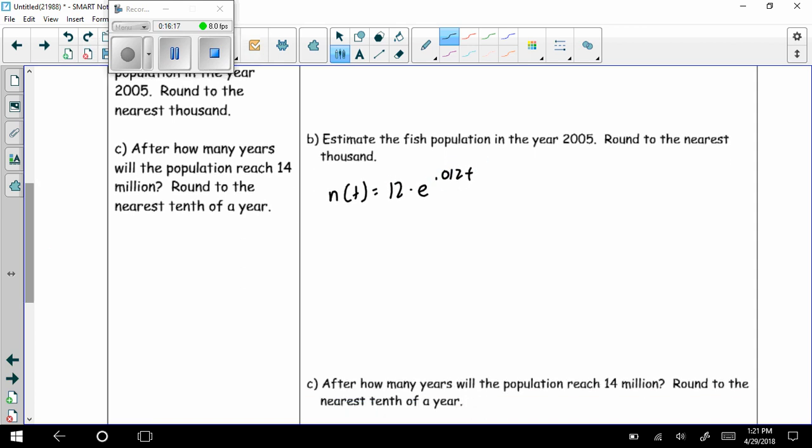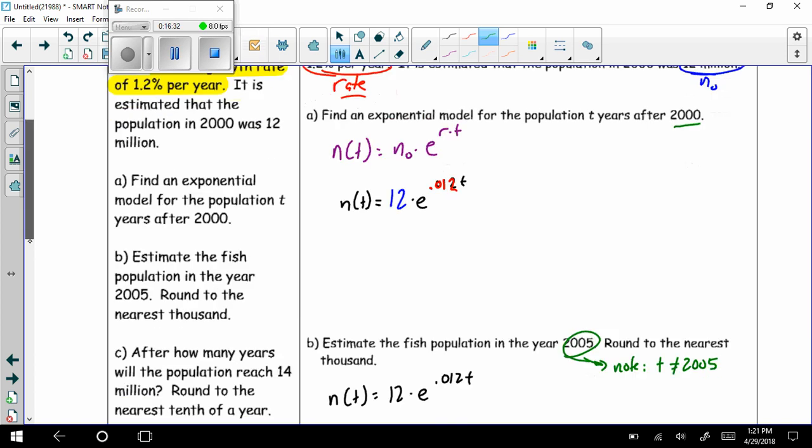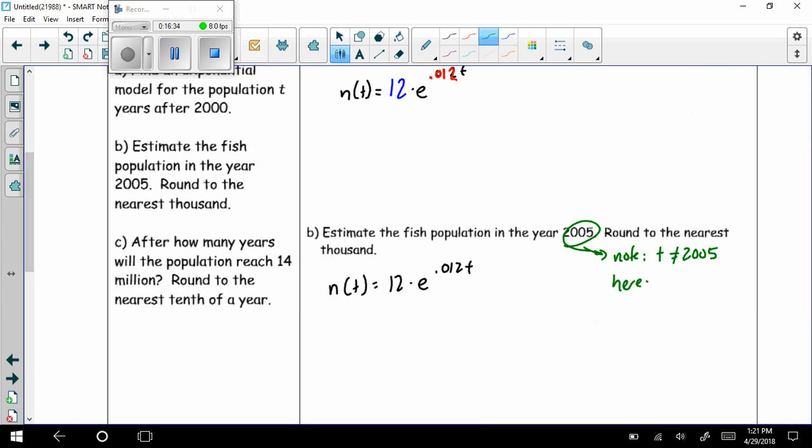And now we're given some information. So if I'm trying to find the population of the year 2005, note t does not equal 2005. I need to look at my initial number, and it was years after 2000. So here, t equals 5, because 2005 is 5 years after the year 2000. And so what we're plugging in is N of 5 equals 12 times e to the 0.012 times 5. And that's just a little plug and chug that we're going to utilize.